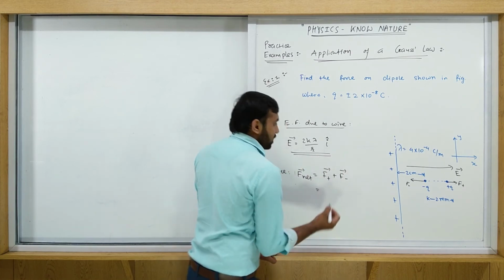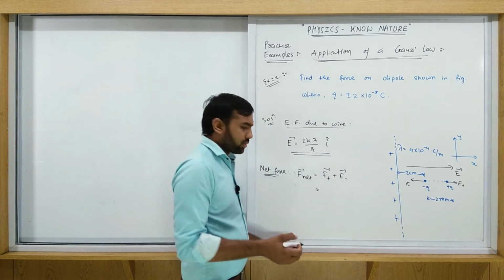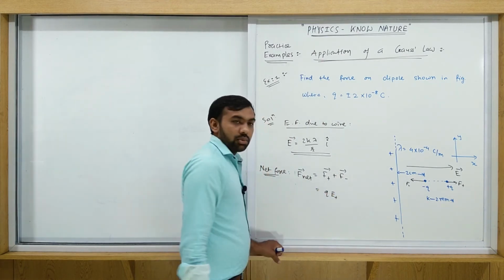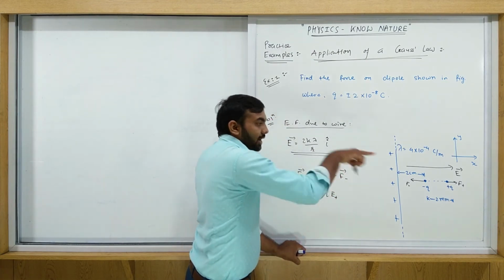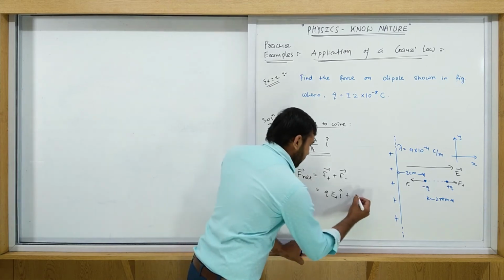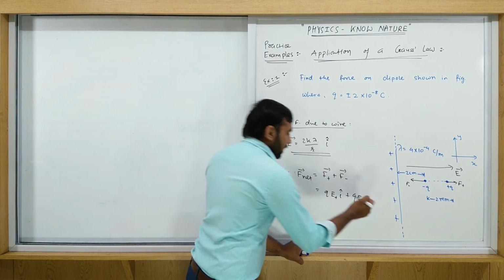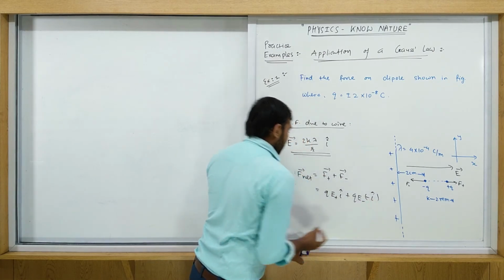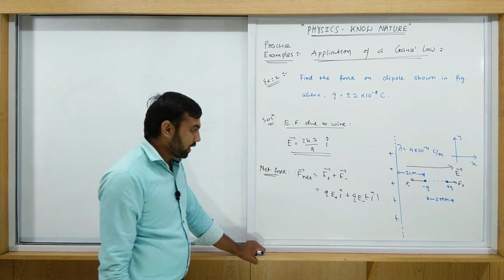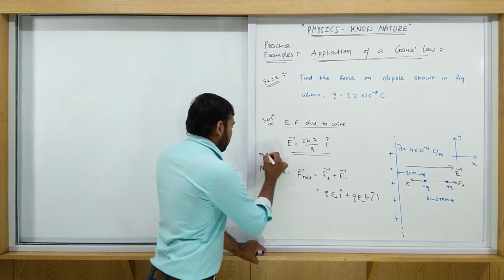What is F plus? Consider at this point the electric field is E plus and at this point it is E minus. So what is F plus? Q into E plus, and this is the right hand side, meaning i. And plus Q into E minus, meaning how much field is here, and the left hand side is minus. You can put in the values and find it. That is the first method. Okay, this is method number 1.